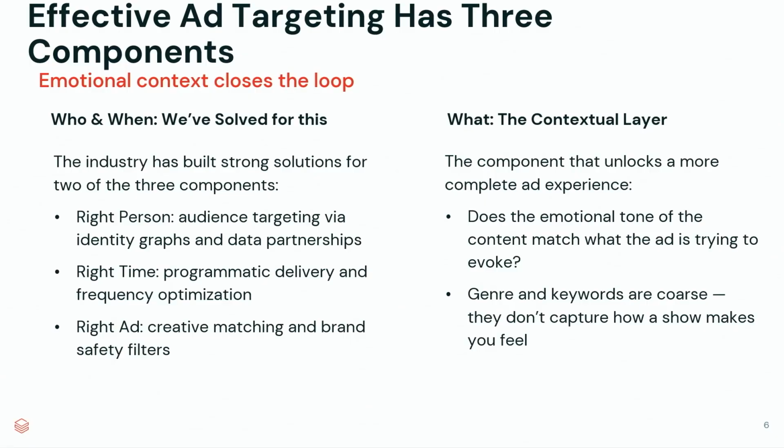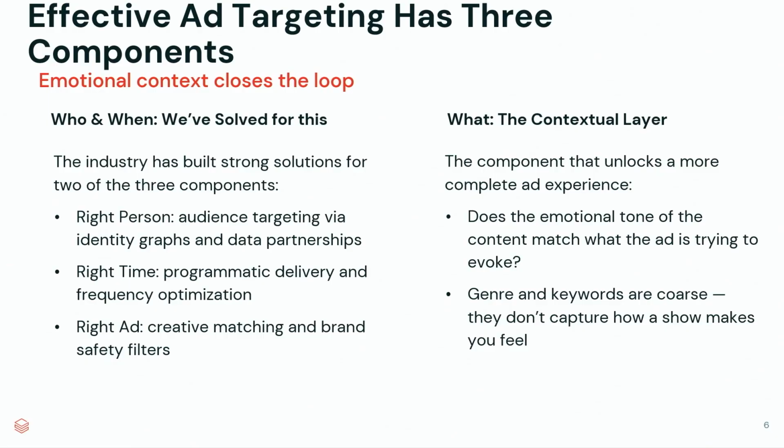Historically, effective advertising has been about two things: getting an ad in front of the right person at the right time. The industry spent a lot of money on doing this effectively. Even in a cookieless world, there's identity graphs that map device IDs to a household. There's programmatic delivery. There's dynamic ad insertion, frequency caps. There's an entire ecosystem that's really mature and really good at solving the problem of getting an ad in front of the right person at the right time.